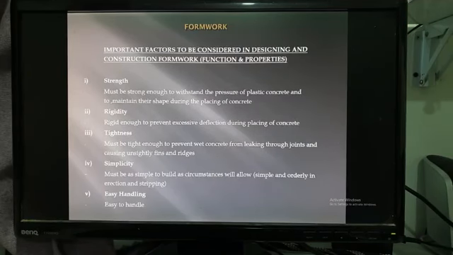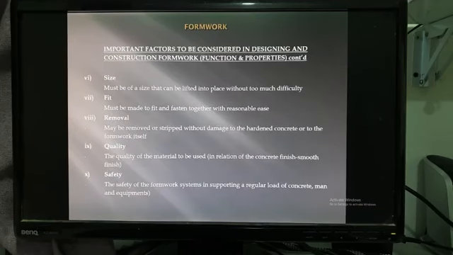And fifth, easy handling. We want the formwork easy to be handled for the workers to work on the formwork. Size must be a size that can be lifted into place without too much difficulty. Usually this is referring to the steel formwork. Usually the steel formwork is a lot bigger and it's a lot heavier compared to the timber.